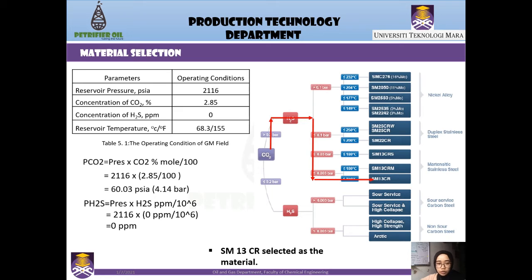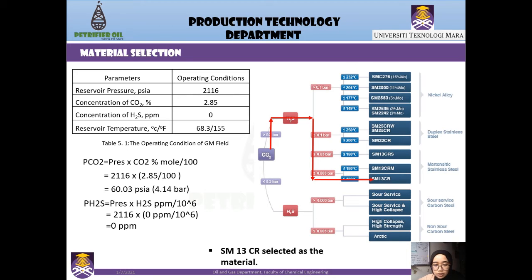The reason why we choose 2.85% CO2 concentration from the well test report is because we take the worst case scenario in order to select the best material. From the calculated PCO2 and PH2S, we can see that the PCO2 is 4.14 bar, which is higher than the 0.2 bar from the chart.